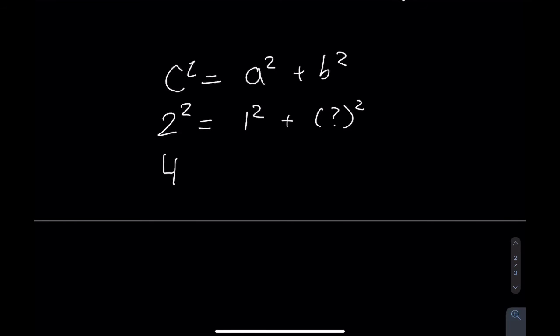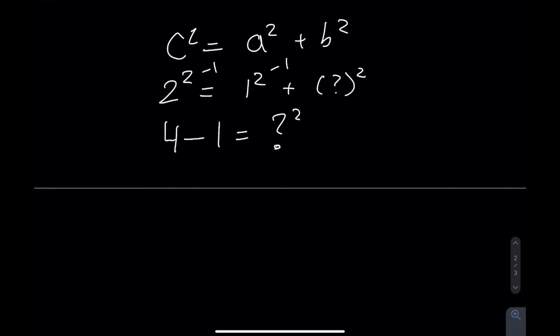So this is going to be 4 minus, well, we're actually going to subtract 1 from both sides because 1 squared is equal to 1. And that's going to be equal to our question mark squared. So 4 minus 1 is 3. Take the square root of that answer because this is a square and we want to get rid of it.